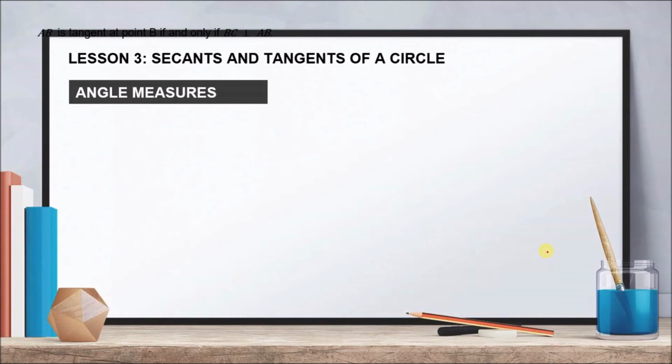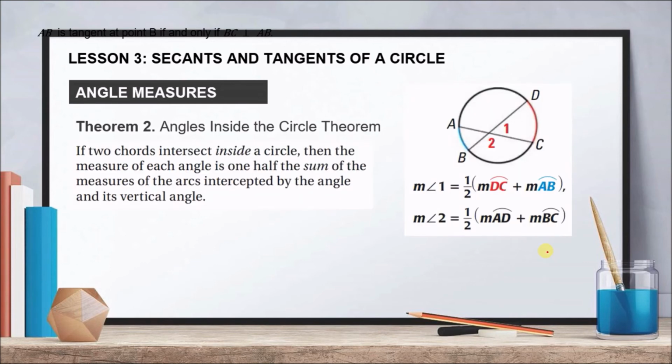So let us have another theorem for angle measures formed by secants and tangents. At this point, what if our angles belong to inside of our circle? So, paano yon? Kapag meron tayong dalawang chords na nag-intersect sa loob ng circle, we just have to get the half of the sum of the measures of the arcs intercepted by an angle and its vertical angles.